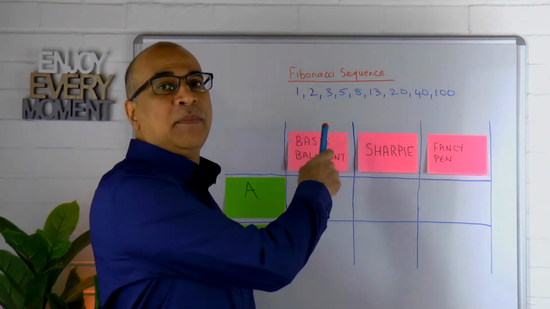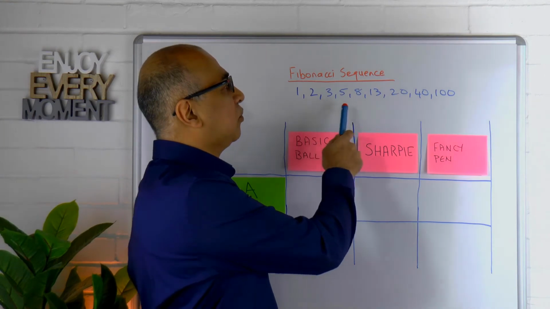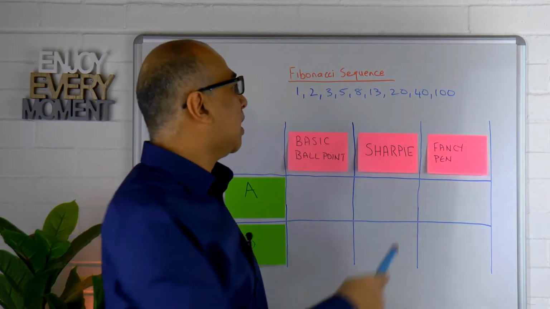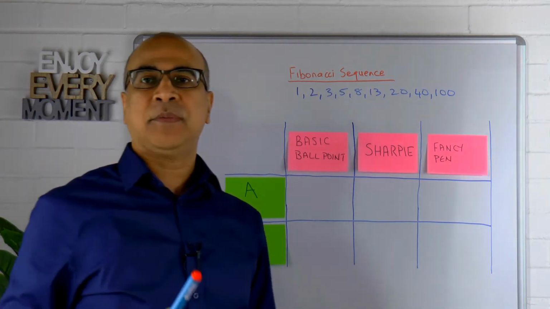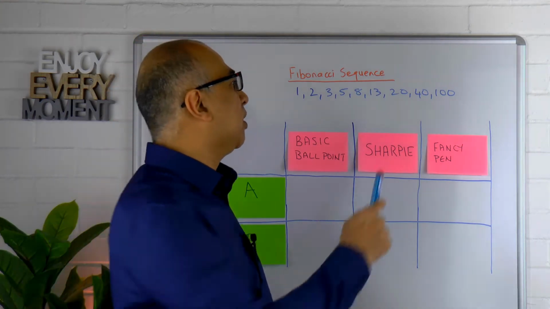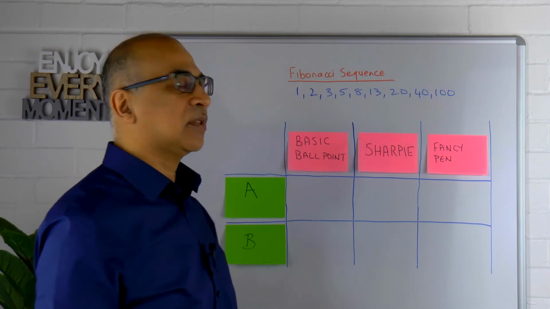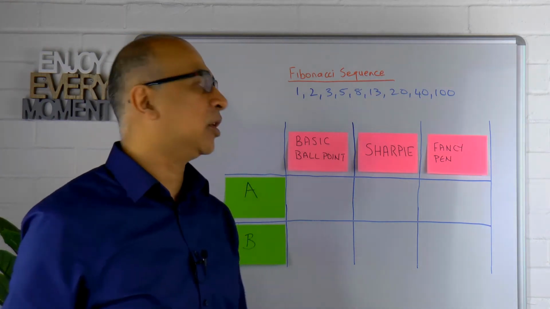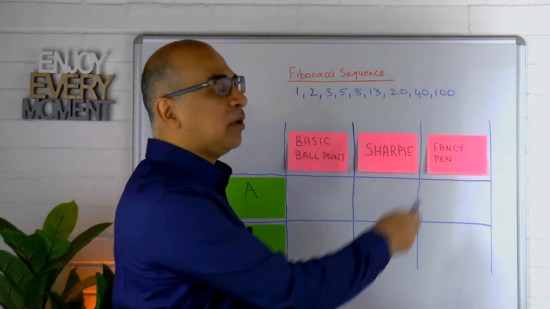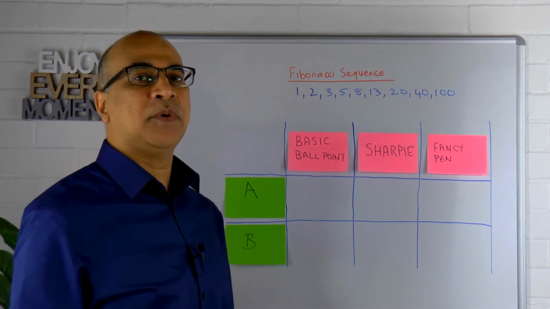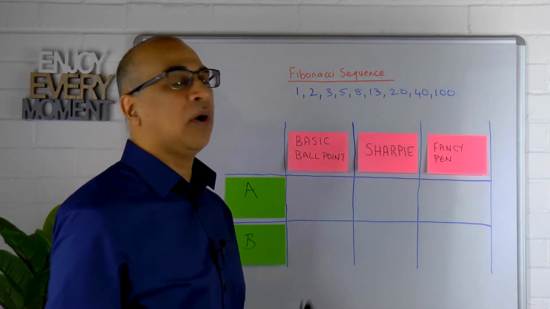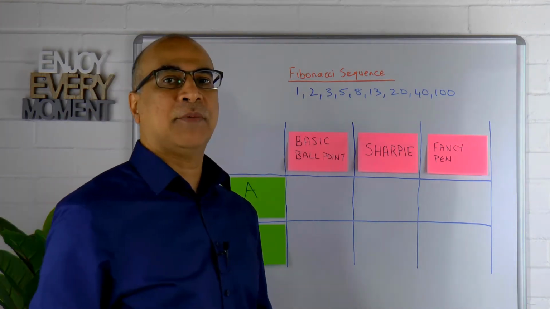And if you remember, the Fibonacci sequence is 1, 2, 3, 5, 8, 13. And because we have a pseudo Fibonacci sequence to be more appropriate, we've got 20, 40, and 100. Okay, so a slight variant on the standard Fibonacci sequence. And now when we look at this model over here, what we actually see is that we've got 3 different products that we need to size now.